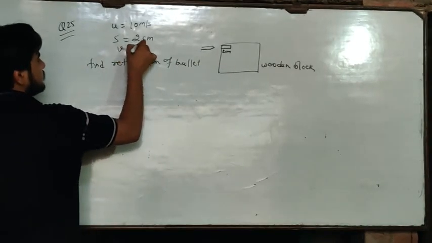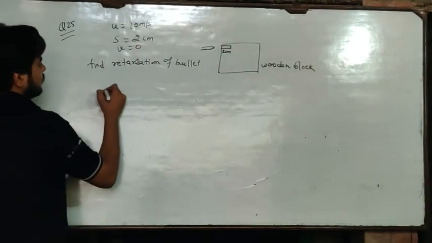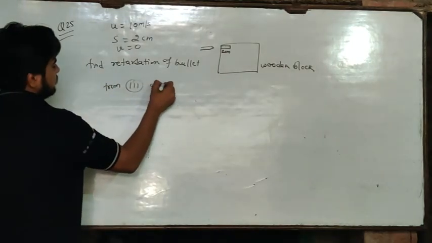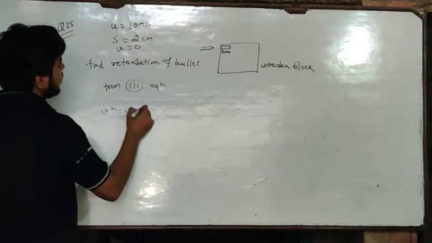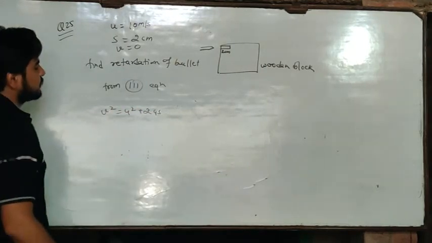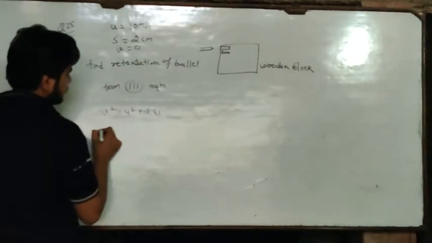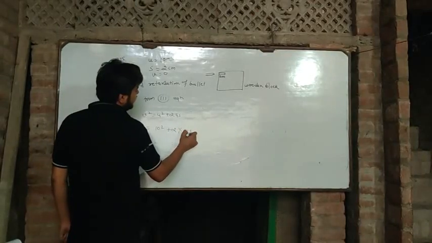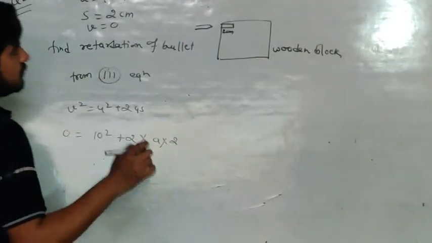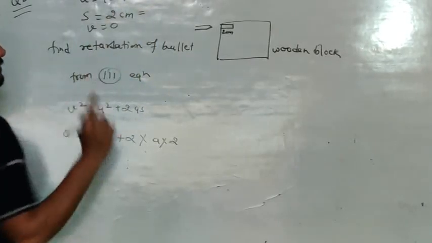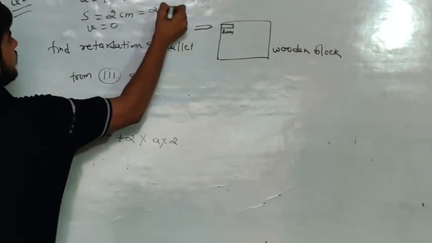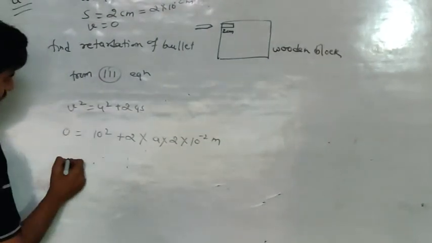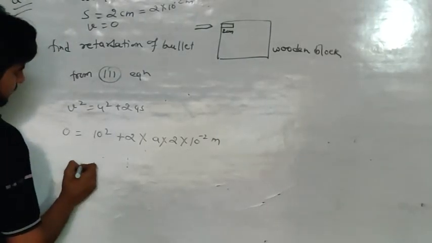V is equal to 0. So from the third equation, v square is equal to u square plus 2as. V square is 0 square, u square is 10 square, plus 2 into a into s. S is equal to 2 centimeter. We have to change it into meter. This is 2 into 10 to the power minus 2 meter. Now solve it and find the value of a.